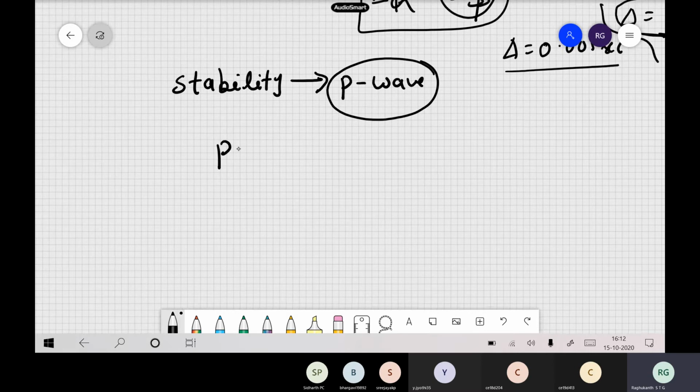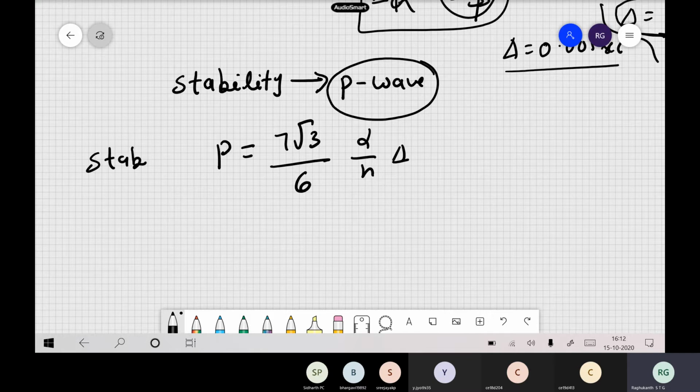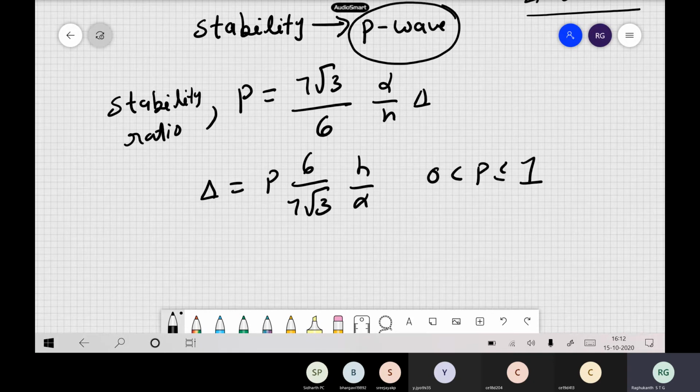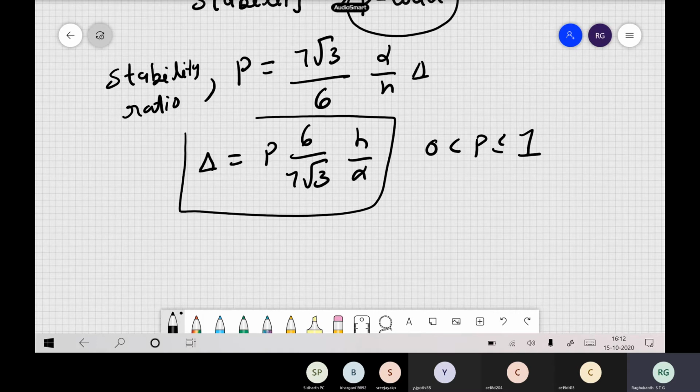So if I define a stability ratio, 7 root 3 by 6, alpha by h into delta t, this is the stability ratio. If I define some quantity p, the condition for the time step is generally p equals 6 by 7 root 3 times h by alpha, and p lies between 0 and 1. This is the criterion. If you want to do any simulation, first you fix h, the spatial increment, and the P wave velocity. Now this p you can take to be 1, or to have better resolution, p can be decreased.